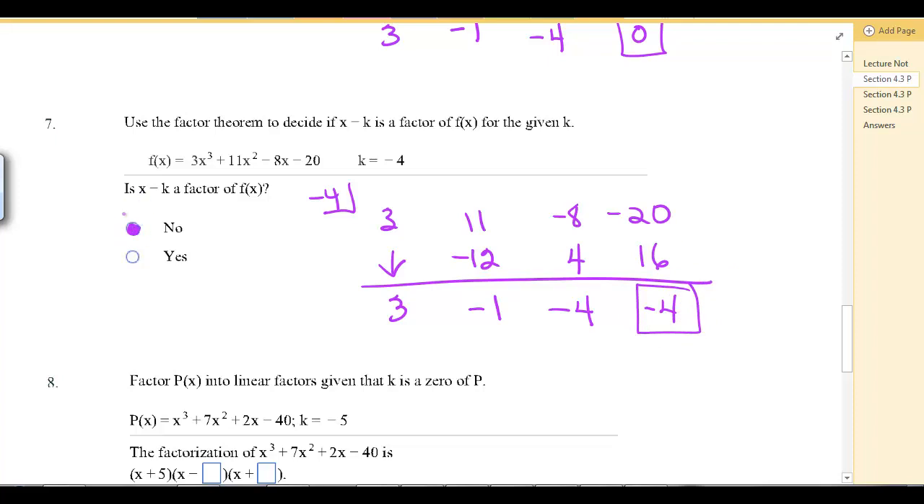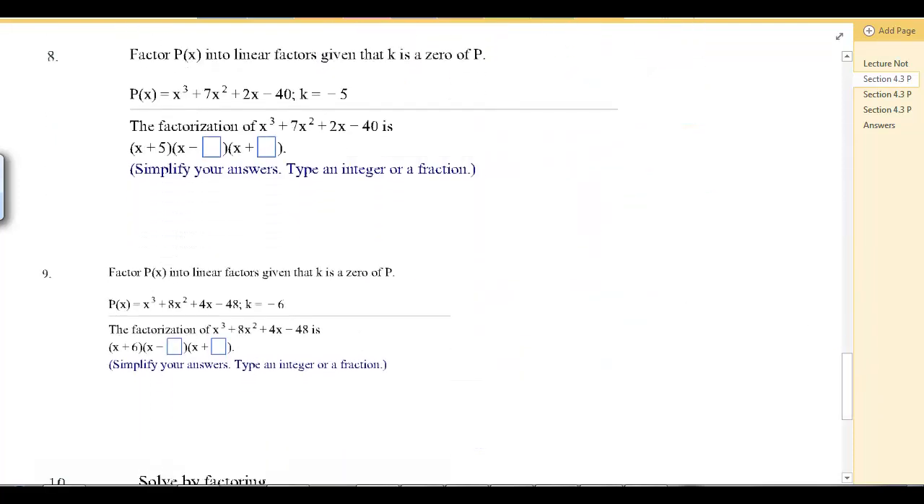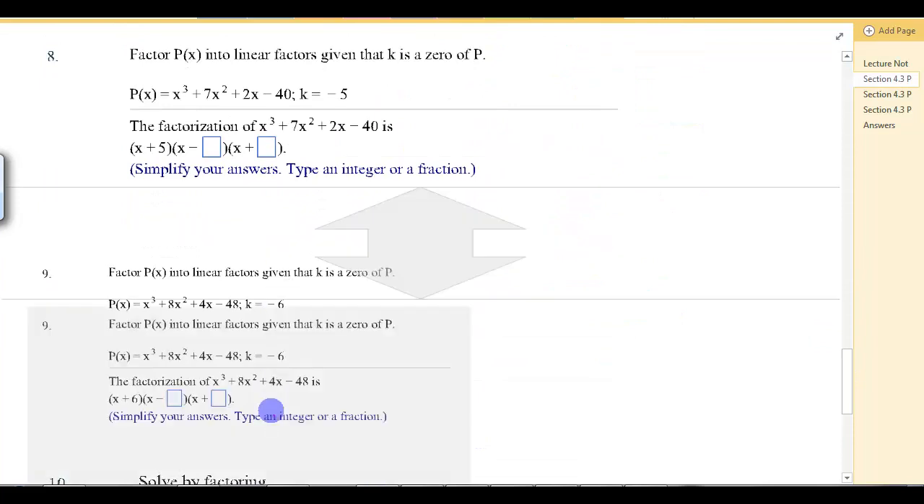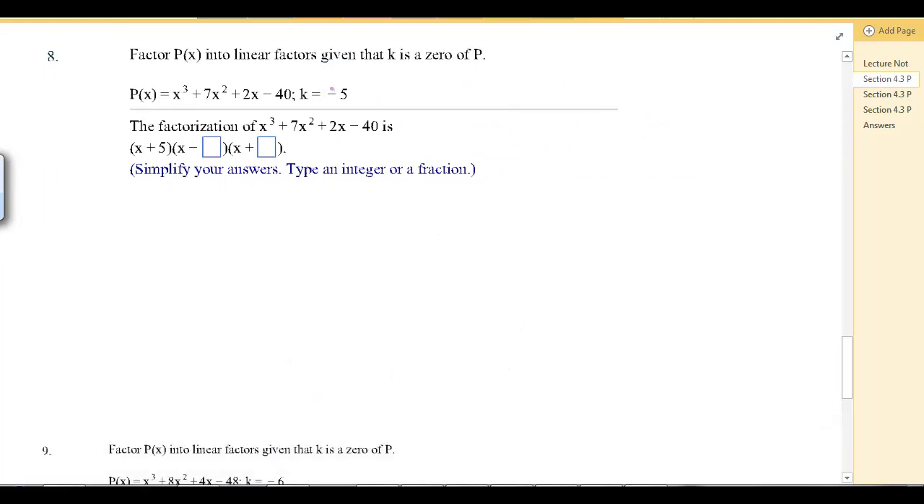All right. Number 8 says factor this into linear factors given that k is a 0. So we've got an x cubed thing. What we're going to do is do synthetic division and whittle this thing down into a quadratic. So we have a 1, a 7, a 2, and a negative 40, and we're dividing by a negative 5.